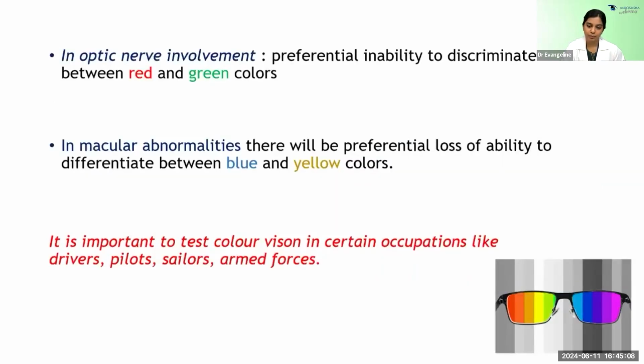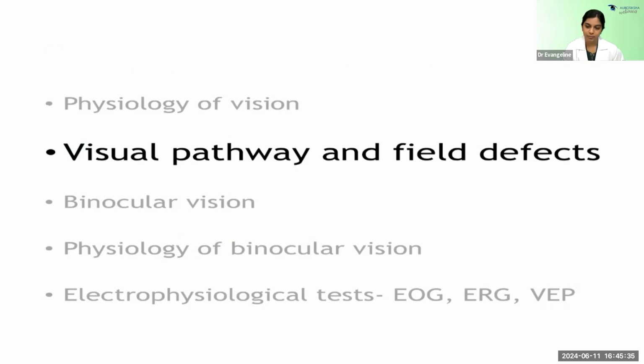Why is color sense important? In optic nerve involvement, there is a preferential inability to distinguish between red and green colors. In macular abnormalities, there will be a preferential loss of ability to differentiate between blue and yellow colors. It is important to test color vision in certain occupations like drivers, pilots, sailors, and in armed forces.